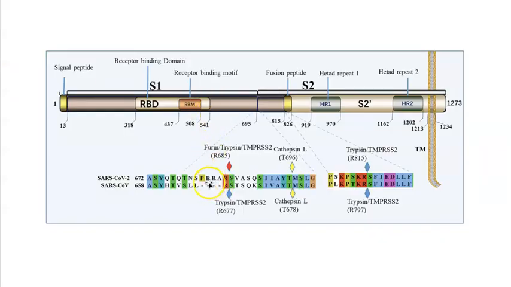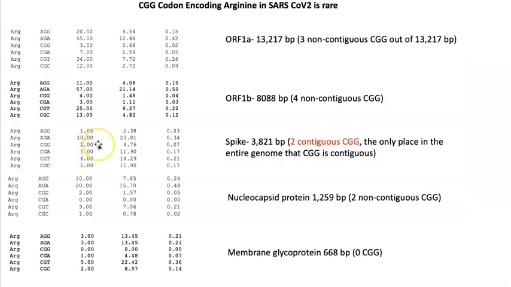If we look at the spike, however, those 2 contiguous R's that you see here are both encoded by CGGs. So now we have this astronomically rare codon right next to each other in duplicate.